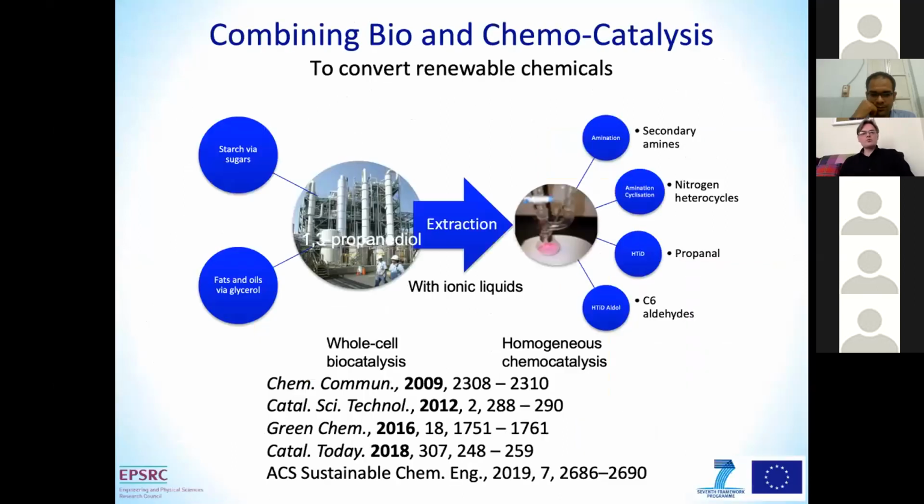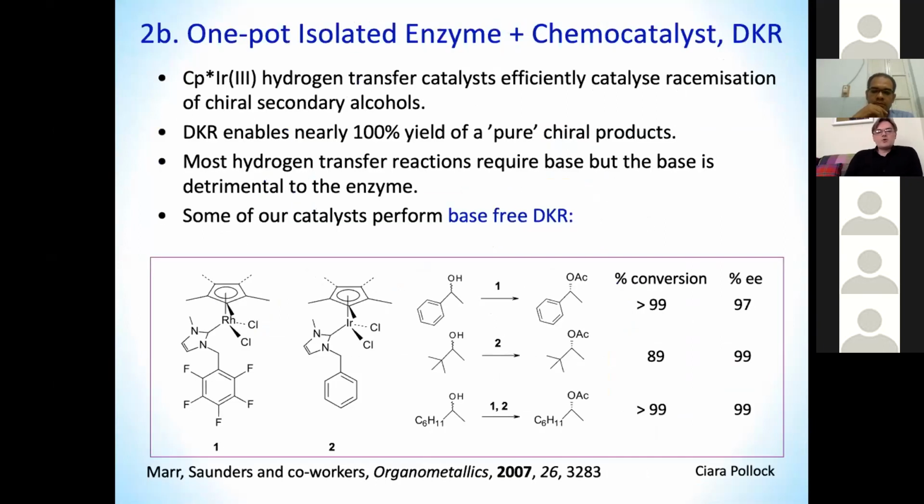So we've managed to show what we wanted to show, and that was that we could use whole cell biocatalysis on different biomass to produce the same renewable platform chemical, that we could extract these platforms with ionic liquids, and then we could feed them into different chemical reactions. And I showed you the secondary means propanal and the C6 aldehydes, but we also had some reactions on nitrogen heterocycles as well.